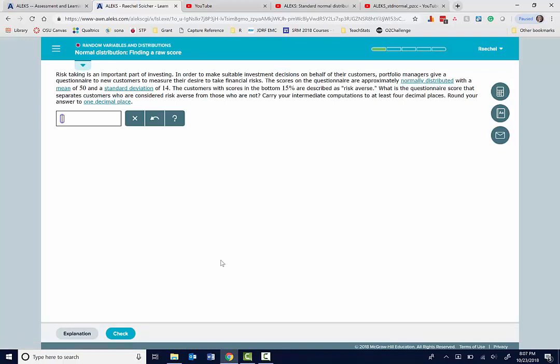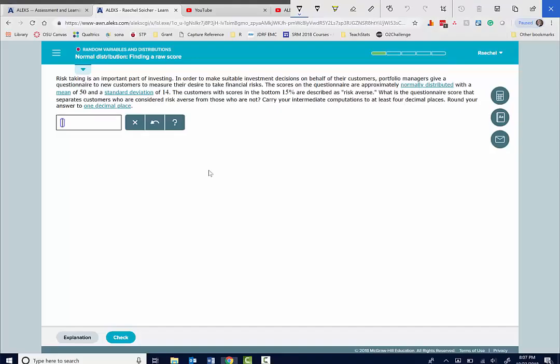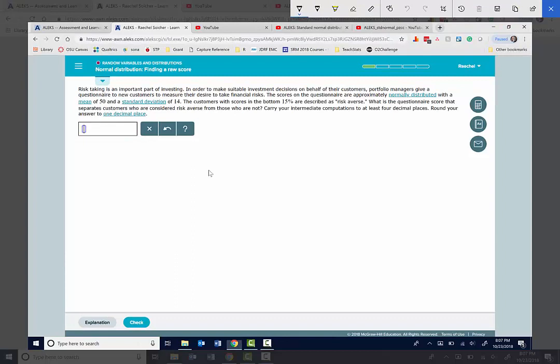In this problem, risk-taking is an important part of investing. In order to make suitable investment decisions on behalf of their customers, portfolio managers give a questionnaire to new customers to measure their desire to take financial risks. The score on the questionnaire is approximately normally distributed. Okay, and so again, we have our important information here for the problem, which is that we have a mean of 50 and a standard deviation of 14. And it says the customers with scores in the bottom 15% are described as risk averse. So what is the questionnaire score that separates customers who are considered risk averse from those who are not?